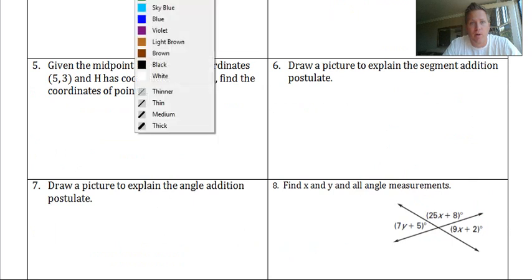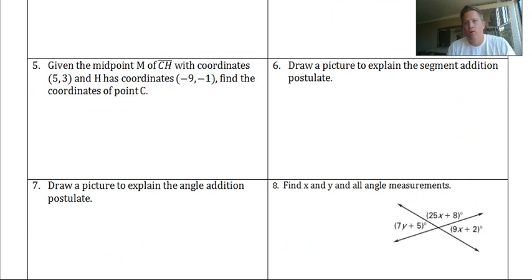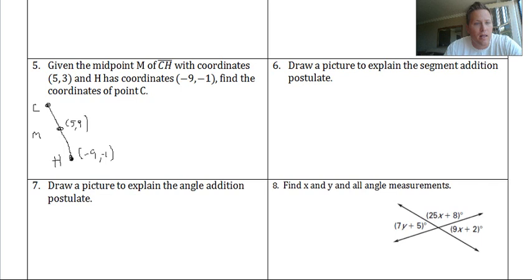Alright, so we've done this type of problem a lot in class. Maybe it's helpful to draw a picture to see what's going on. So we have a segment, and we're going to start at C and go to H, and it tells me that M is the midpoint. So I have M right here, and this is the midpoint, so it's in the middle. It tells me M is 5 comma 3, and H is negative 9 comma negative 1, and we have to find that other endpoint, which is C. So that's what we're trying to find.